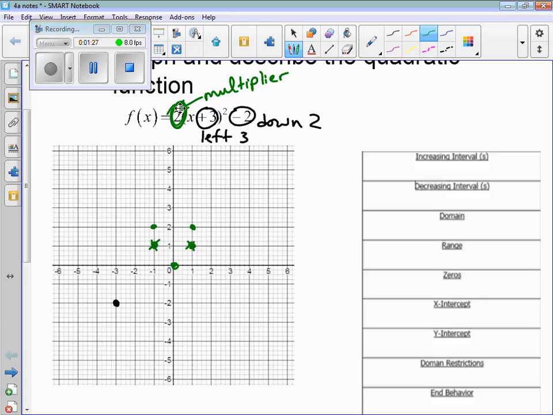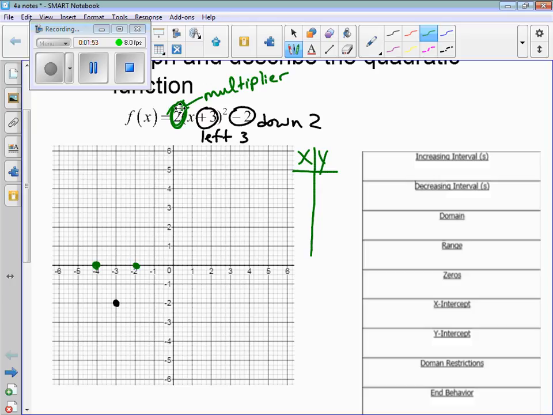So when I move this point over here, at negative 3, negative 2, I moved it left and down. I need to move these points also left and down. So those points go left and down, they end up going here, here. If that doesn't make sense to you, let's do a table.